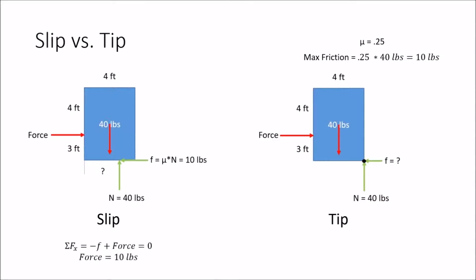When we take a moment about the point where the normal force acts in the tipping free body diagram, we find that the force required to make the box tip will be 26.66 pounds. Now which answer is correct? If you said that the 10 pounds required to make the box slip, then you are correct. That is because you will push 10 pounds of force way before you ever reach the 26.66 pounds required to tip the box over. Good job.